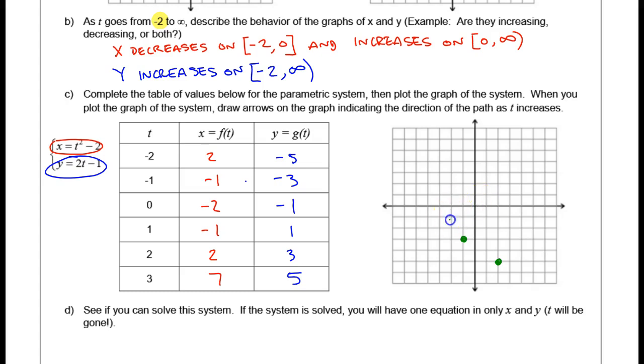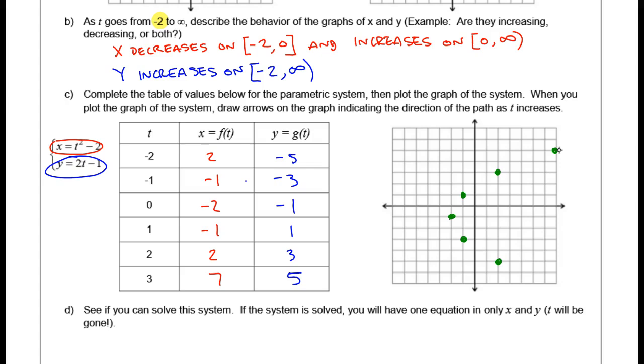(-2, -1), (-1, 1), (2, 3), and (7, 5). 1, 2, 3, 4, 5, 6, 7. 1, 2, 3, 4, 5. Okay, so there's the plotted points.